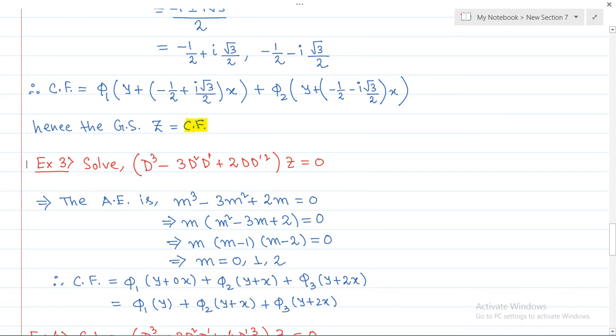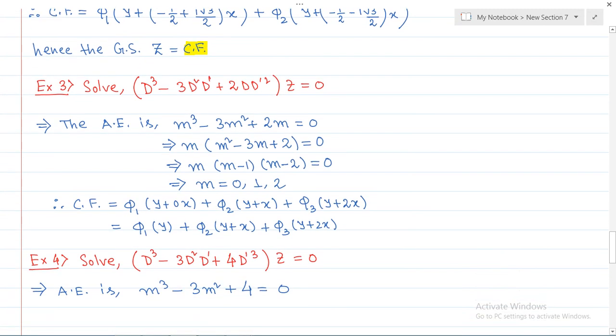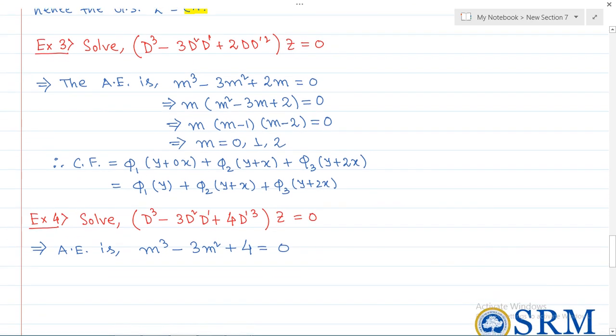Let us come to the third problem. Solve the equation (D³ minus 3 D² D' plus 2 D D'²) z equals 0. Same thing: D has to be replaced by m, D' by 1. So the auxiliary equation is m³ minus 3m² plus 2m equals 0. We take m common, and the rest of the terms are m² minus 3m plus 2 equals 0. The factors are m equals 0, m equal to 1 and m equal to 2.